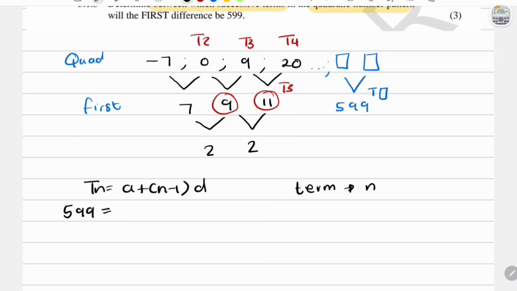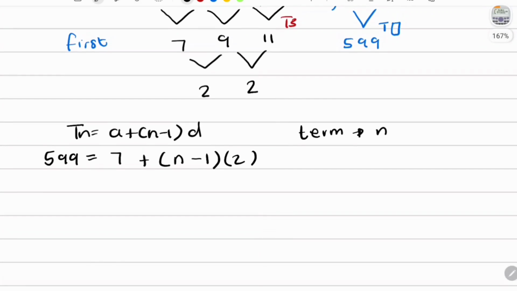A is the value of the first term. This is always going to be the same for arithmetic patterns. So the first term in your arithmetic pattern, in your first difference, that is the 7. So 7 plus, we're looking for n, so n is still empty, (n minus 1), multiplied by d. D is your difference. We have our constant difference. We know that the constant difference in this pattern is 2. So multiply by 2. And we're just going to solve for n in this.